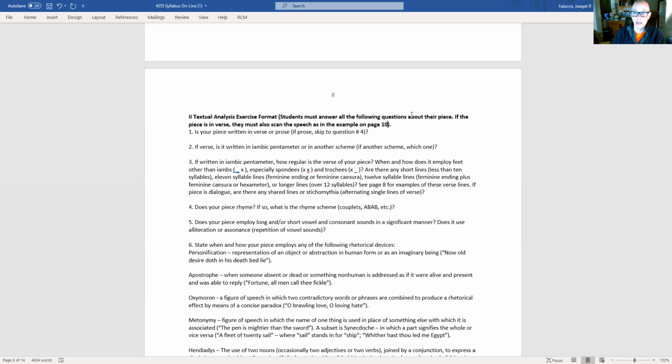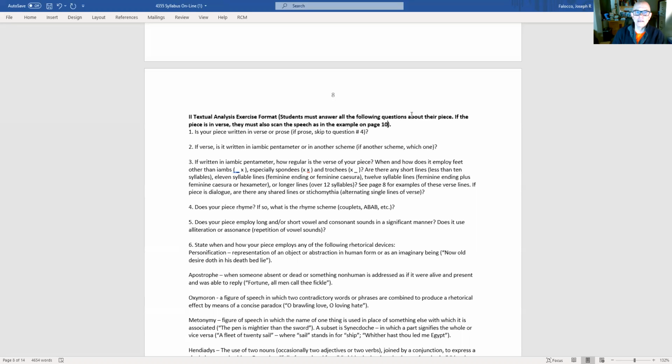When and how does it employ feet other than iambs? Remember, iamb, dash x, unstressed, stressed. The x is the stressed syllable. That's how we're going to do it in this class. Some people do it the other way, with the x as the unstressed syllable. Doesn't make any sense to me because I was a drummer in high school, and x is where you hit. So x is the stressed syllable, especially spondees, 2 x's, and trochees, x dash, stressed, unstressed.